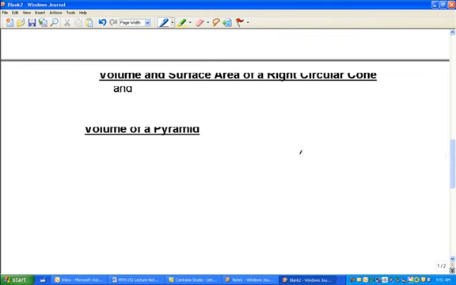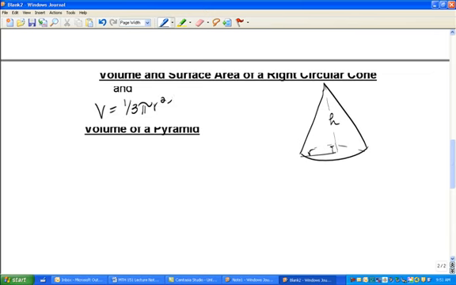Okay, a cone has a height and it has a radius, and the volume is 1/3 pi r squared h. So it's 1/3 the volume of a cylinder of the same height, and the surface area is pi r times the square root of r squared plus h squared plus the surface area of the circle that makes the bottom. So pi r squared.